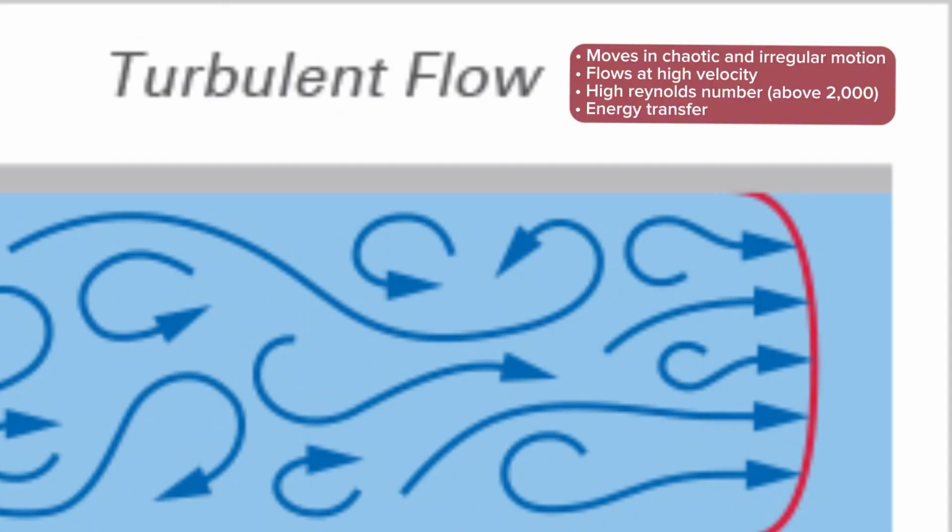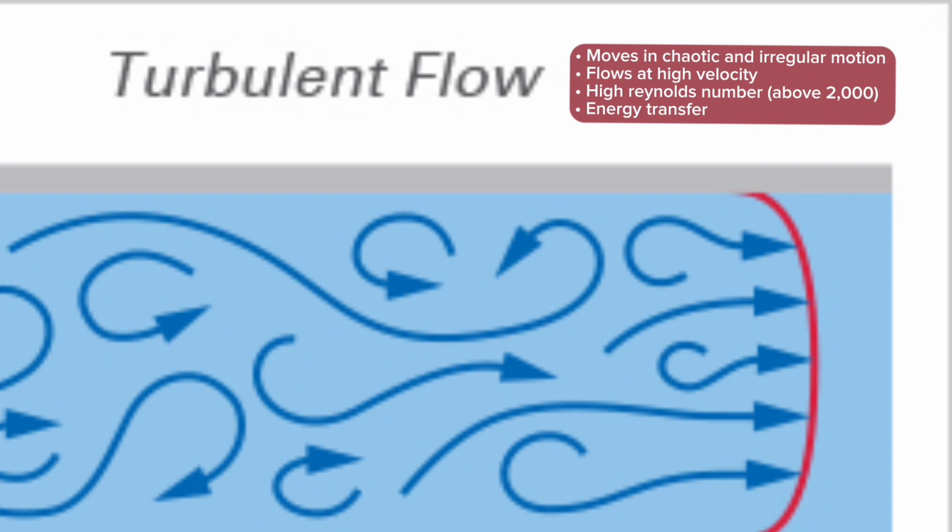Turbulent flow is characterized by chaotic and irregular motion of fluid particles. It occurs when the flow condition exceeds a certain threshold and the fluid's behavior becomes unpredictable. Unlike laminar flow, turbulent flow is characterized by the mixing of fluid particles across different layers. It has high Reynolds number, usually above approximately 2000.